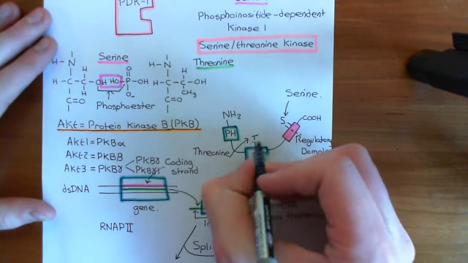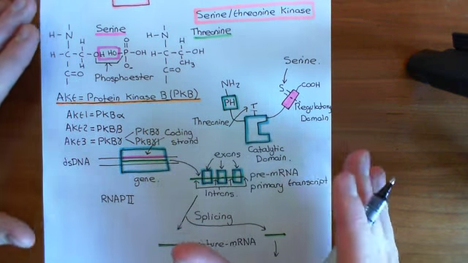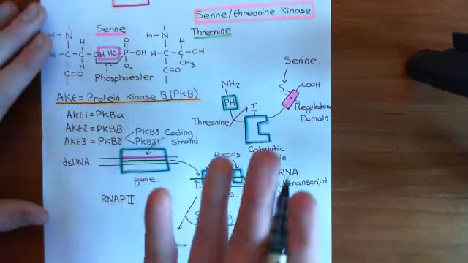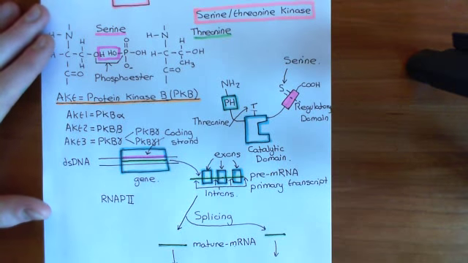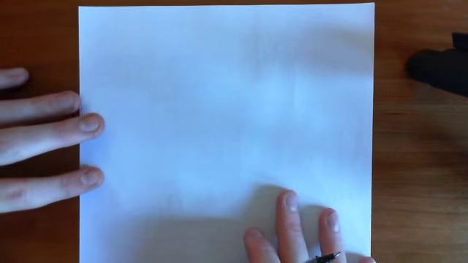So all it needs is this threonine phosphorylated. Okay, right, so let's now talk about the activation of protein kinase B. It does begin with the protein kinase B enzyme being recruited to the cell membrane by the pleckstrin homology domain, which will bind to the PI3K molecules.